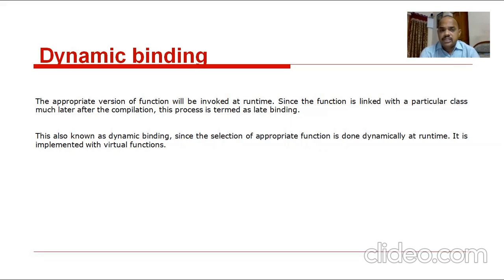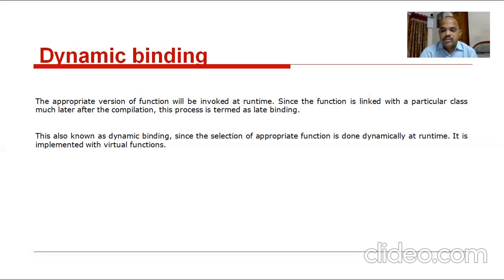So this process is termed late binding. This is also known as dynamic binding. Since the selection of the appropriate function is done dynamically at runtime, it is implemented with virtual functions. What is dynamic binding? After compilation, what are the changes that occur at program execution time? That is called dynamic binding or late binding.